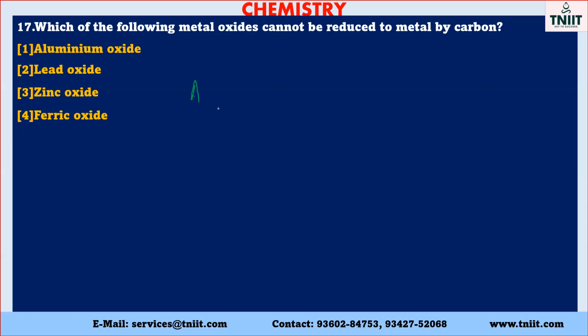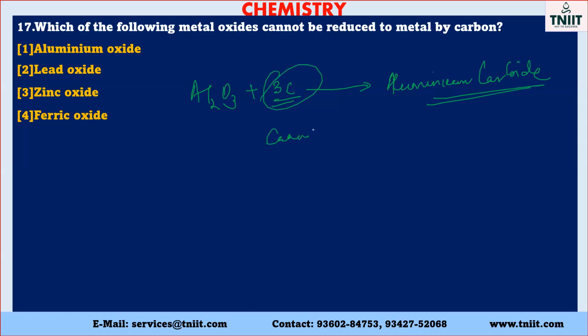Now, aluminum oxide, Al2O3. Even though carbon is a very good reducing agent, abundantly available and cheaper, and it reduces most of the metal oxides to metals, in the case of aluminum oxide, if you reduce it using carbon, we get aluminum carbide. We will not get aluminum. That means carbon cannot behave as a reducing agent for aluminum oxide.